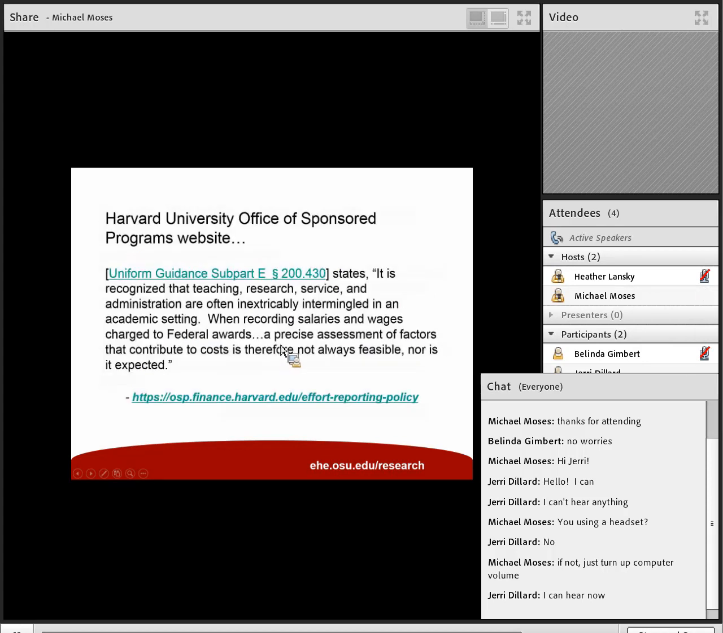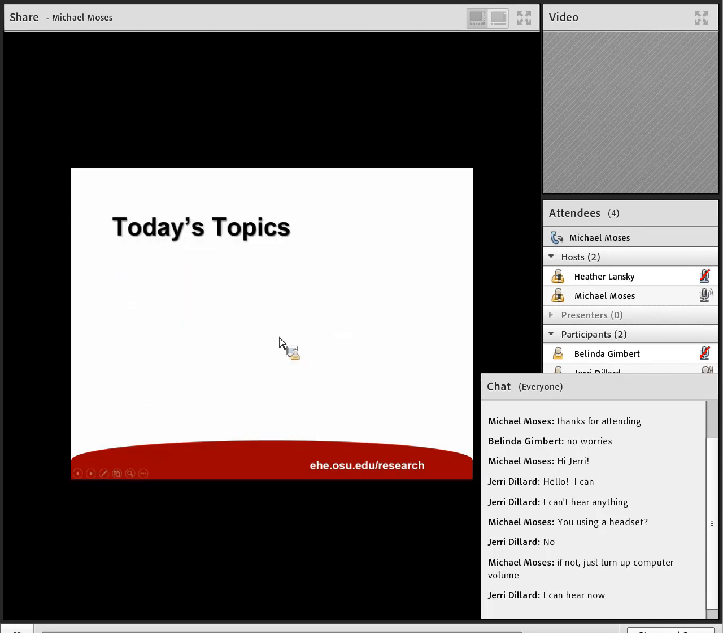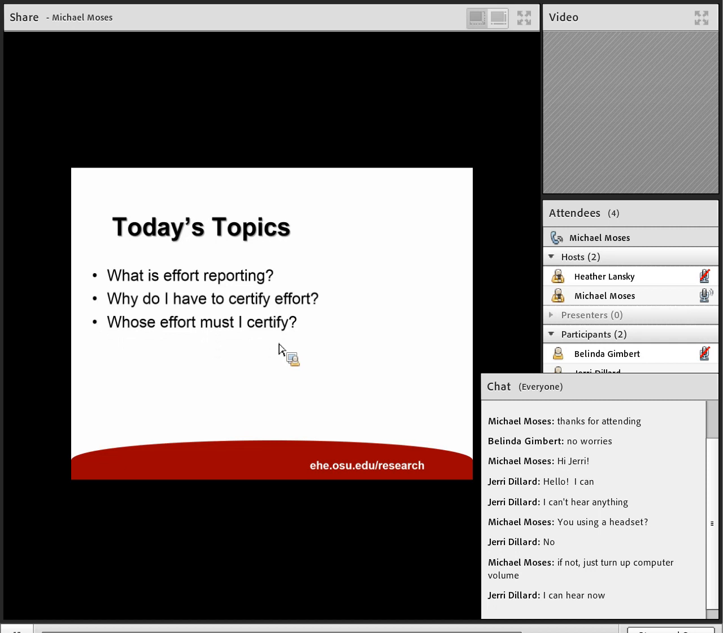This is from Harvard, also pretty much says the same thing, but I just like to look outside the university and see how other universities are addressing the issue to make sure that what we're doing here at OSU makes sense. Today's topic specifically consists of, we're just going to define effort reporting. That's where we'll start. We're going to talk about why we have to do this, who we have to do it for, and some common challenges in calculating effort.